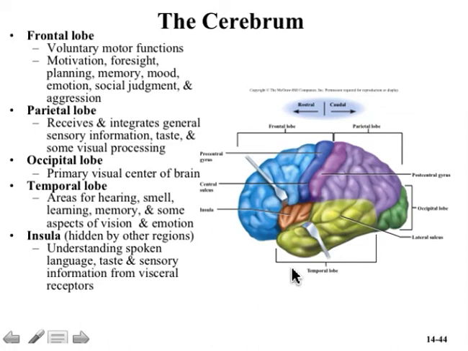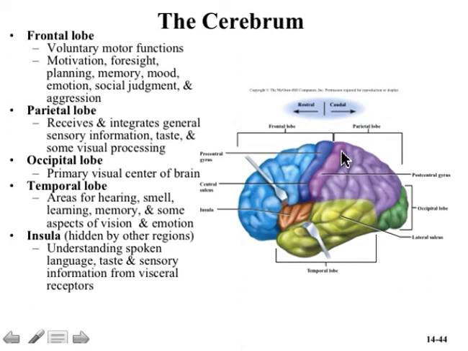The parietal lobe, posterior to the frontal, receives and integrates general sensory information, taste, and some visual processing. And what we're referring to specifically with those roles of the parietal lobe is this area called the postcentral gyrus, which is involved in integrating sensory information in a way that the brain can understand and interpret what all the different inputs are telling the brain to do.